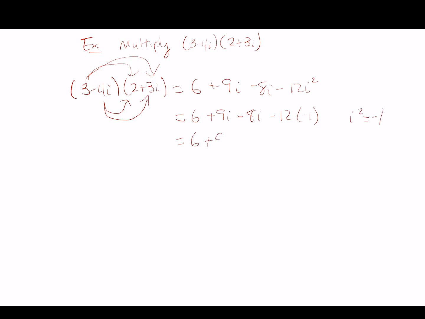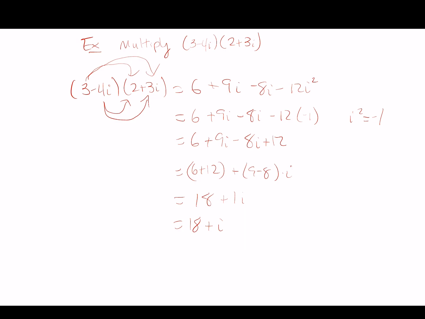So we have 6 plus 9i minus 8i. Negative 12 times negative 1 is plus 12. Then we can combine the real parts, 6 plus 12, and the imaginary parts, 9 minus 8 times i. So we get 18 plus 9 minus 8 is 1. 18 plus 1i, or 18 plus i. And that's our final answer.